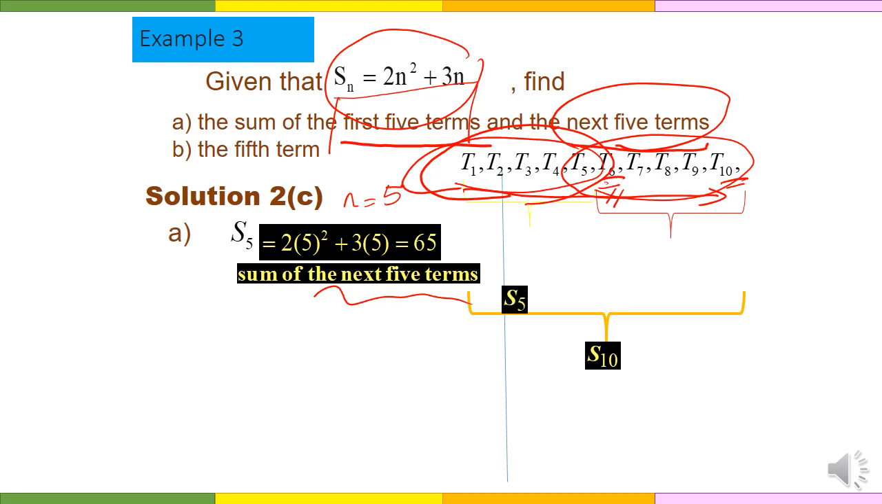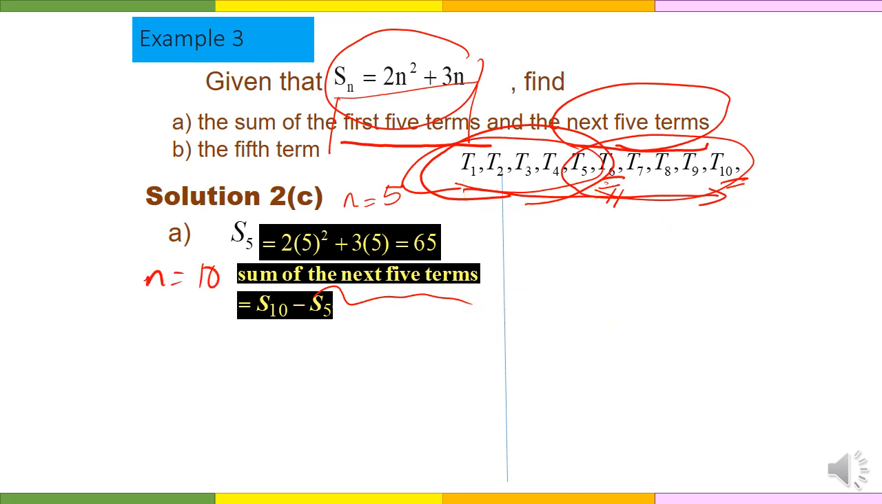So find S10 first. What is S10? Substitute the value of n equal to 10 into the formula. So we have 2 multiplied by 10 squared plus 3 multiplied by 10, subtract S5, which is 65. So the answer is equal to 165. Okay, so this is for the sum of the next 5 terms.